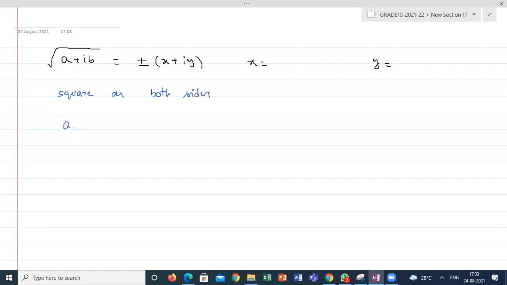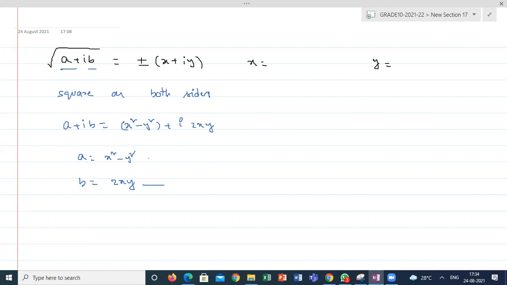It will give a plus ib, which will be equal to x square minus y square plus i into 2xy. So your a is equal to x square minus y square. Your b will be equal to 2xy. So my job is to calculate x in terms of a and b, and y in terms of a and b. Because a and b are given, I have to calculate the square root of this one.